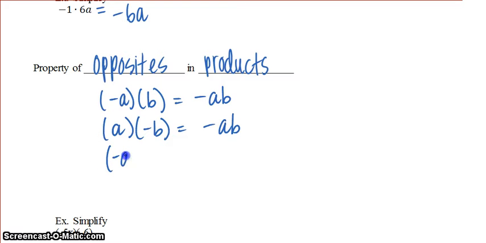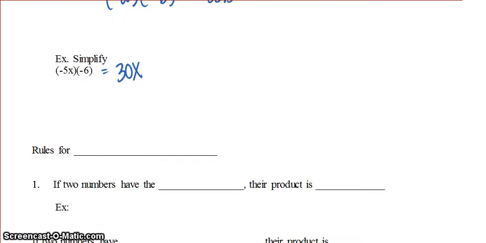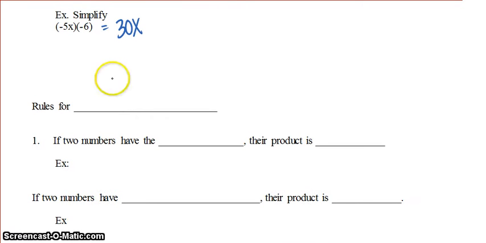Now, if we have a -A times a -B, that will give us a positive AB. And if we give the example, again, the two negatives cancel each other out, then we multiply 5 times 6, which is 30, and then we have that X right there. So here's some more rules for multiplication.